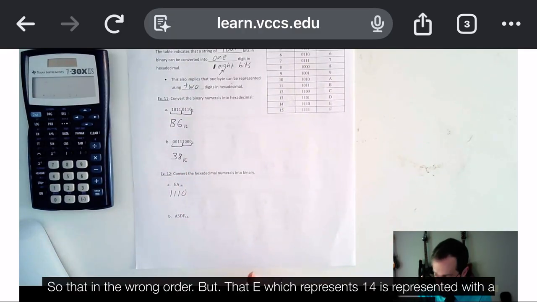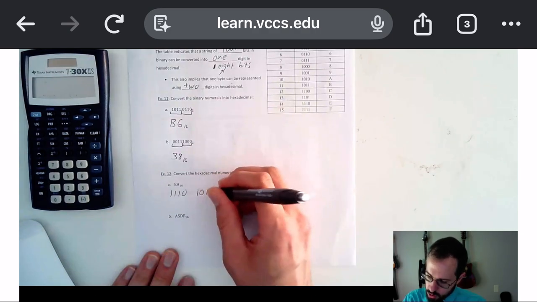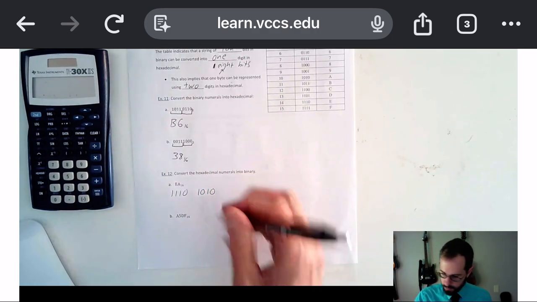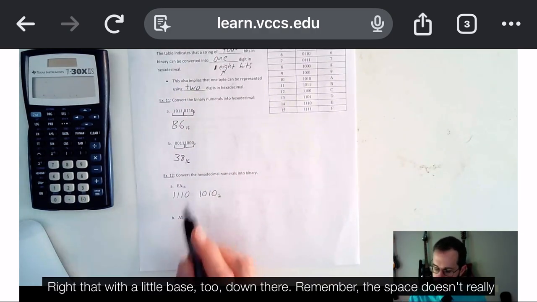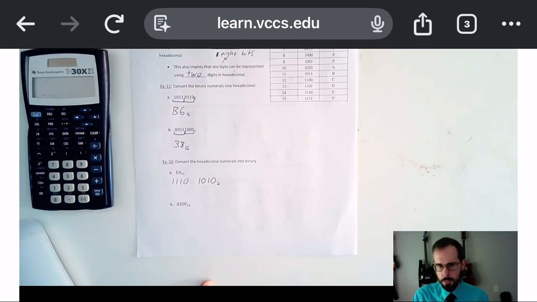And A, which is 10, is going to be an 8, no 4s, a 2, and then no 1s. Write that little base 2 down there. Remember, the space doesn't really signify anything. It's just to make it a little bit easier to read.